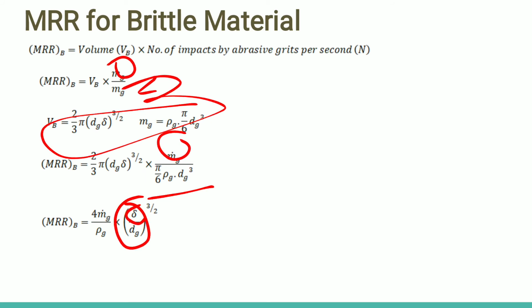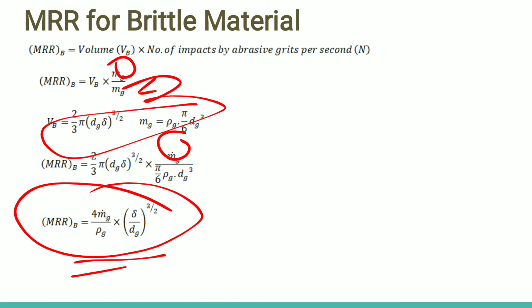Now, in some examples, if the value of delta is given to you, then we can directly use this formula of the material removal rate in case of brittle material. But if delta is not given and the value of the hardness and velocity is given to you, then we have to put in what we calculated in the last slide.